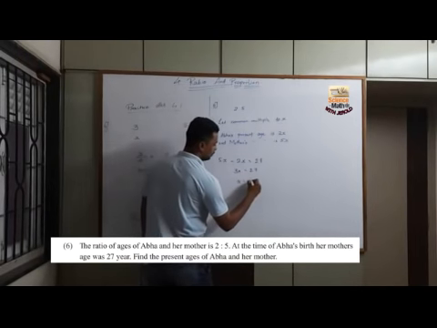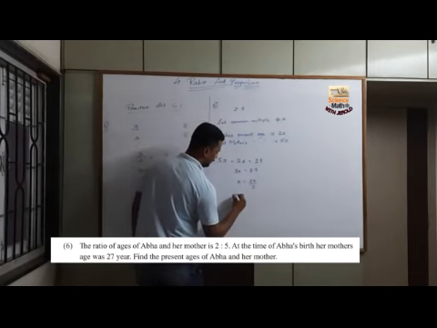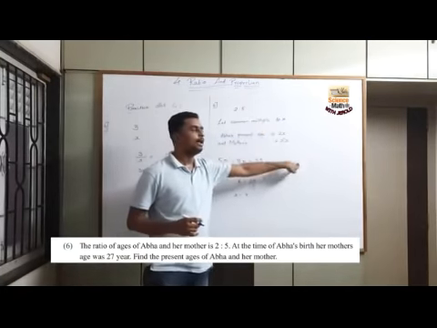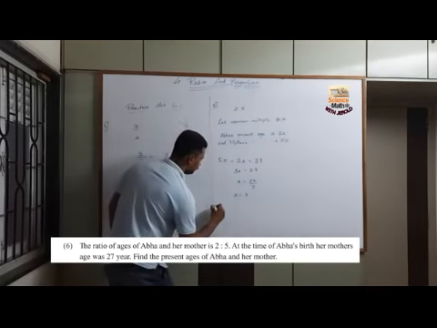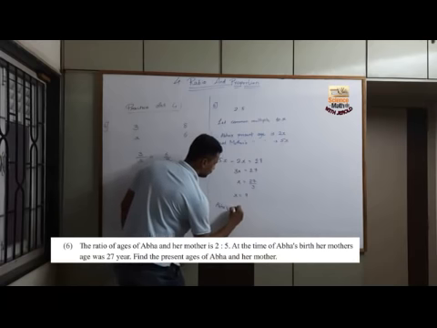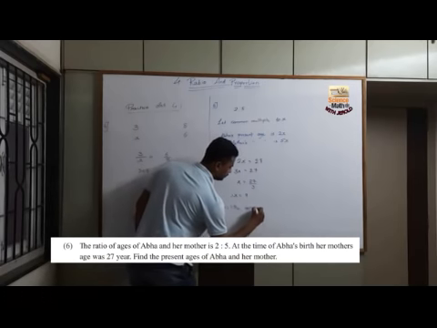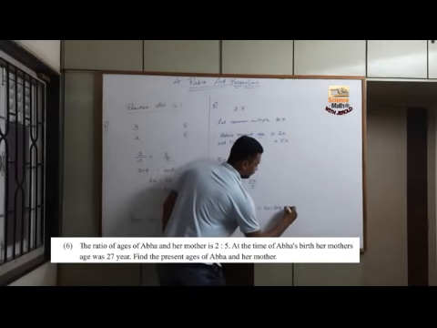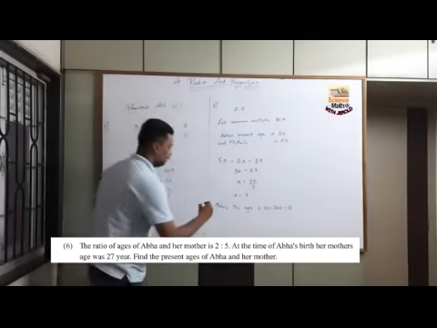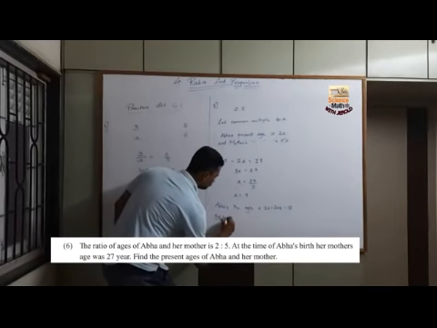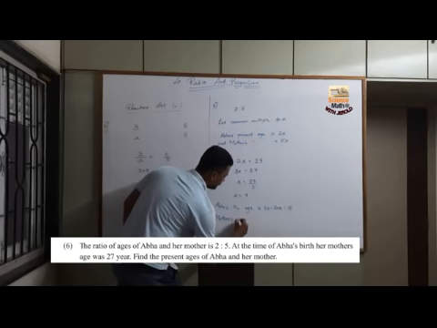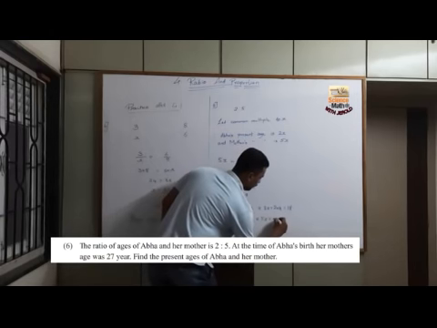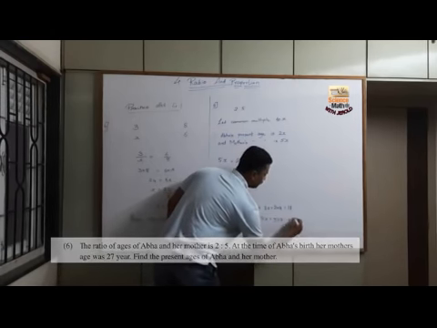Therefore, x is equal to 27 divided by 3, and x will give me 9. So my common multiple that I will be multiplying to 2 and 5 is 9. Therefore, Abha's present age is 2x, which is equal to 2 multiplied by 9, that is 18. And mother's present age is 5x, which is equal to 5 multiplied by 9, that is 45 years old.